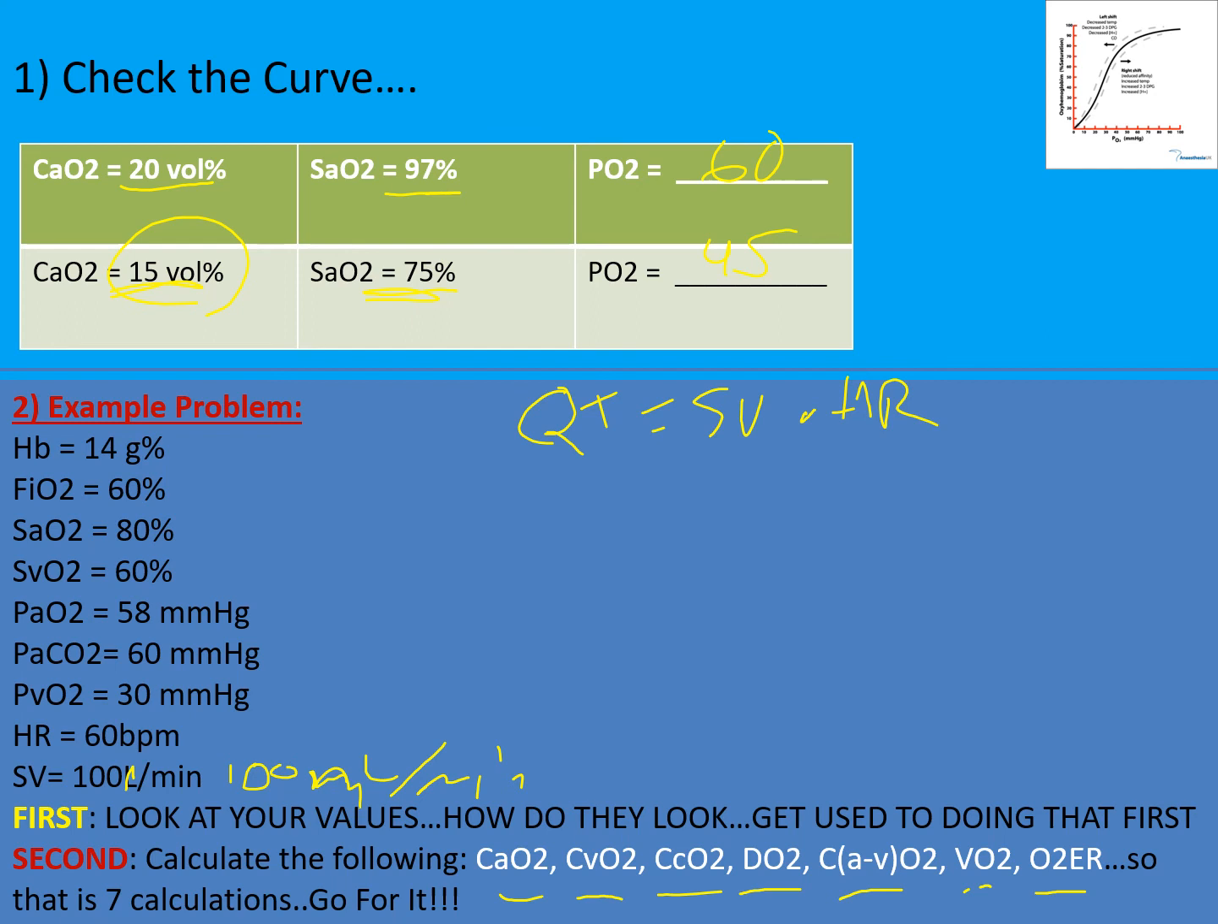In other words, a normal CaO2 is 20 volumes percent, normal CVO2 is 15 volumes percent, normal CcO2 is 20 volumes percent, a normal DO2 is 1,000 mLs of O2 per minute, a normal A to V gradient is 5 volumes percent, a normal VO2 is 250 mLs per minute, and a normal O2 ER is 0.25. So when we're looking at this, you can see which is normal, which is not. Is my CaO2 normal? Is my CVO2? Is my CcO2? Is my DO2, right?